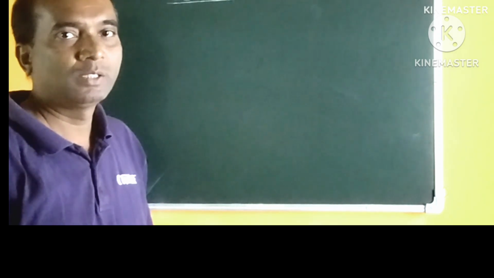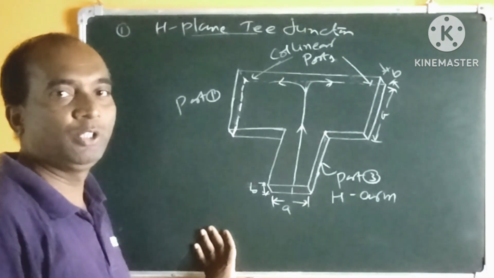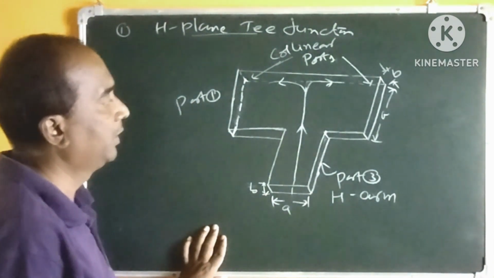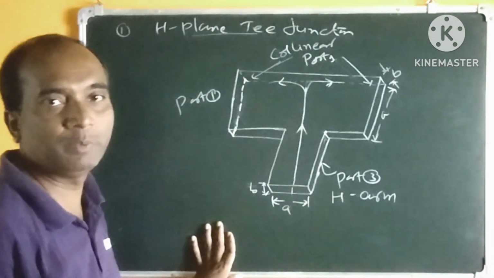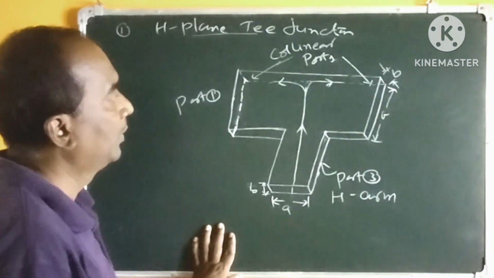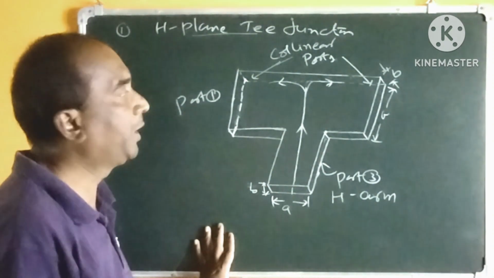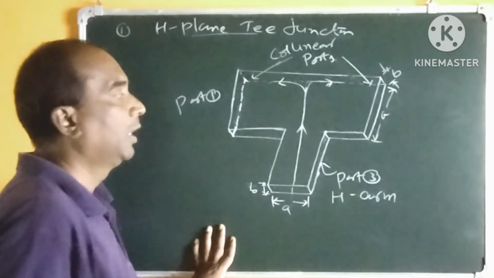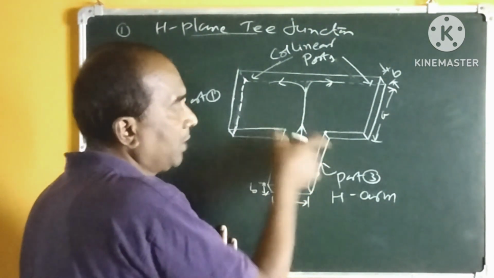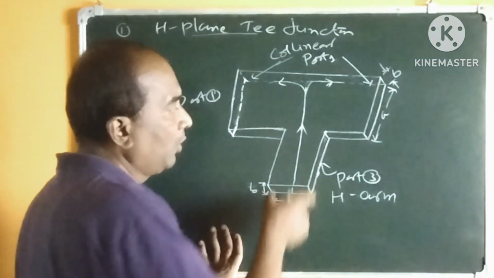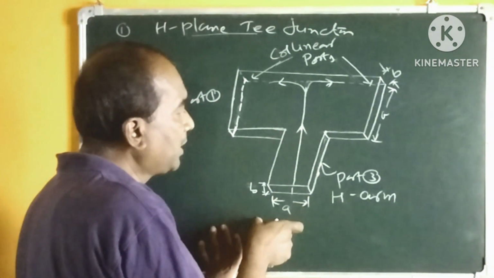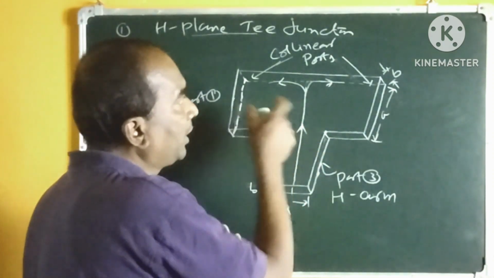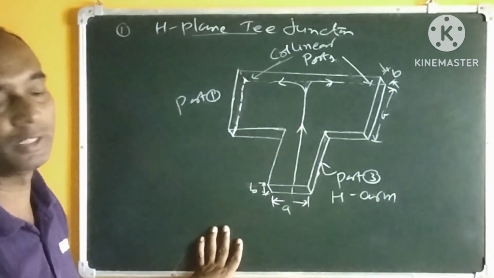In today's class, we discuss the microwave T junctions. First one is the H plane T junction. It is formed by taking a rectangular waveguide and cutting along the narrow dimension of the waveguide, and attaching another waveguide through this narrow waveguide, we can get the H plane T junction.